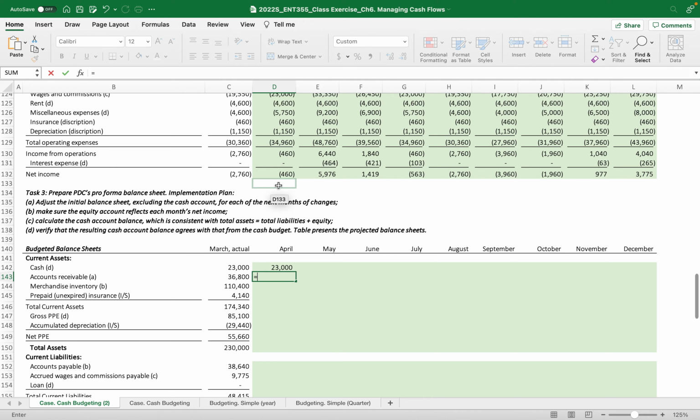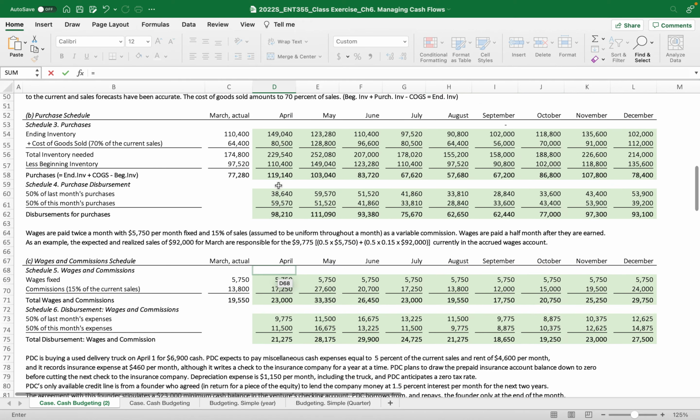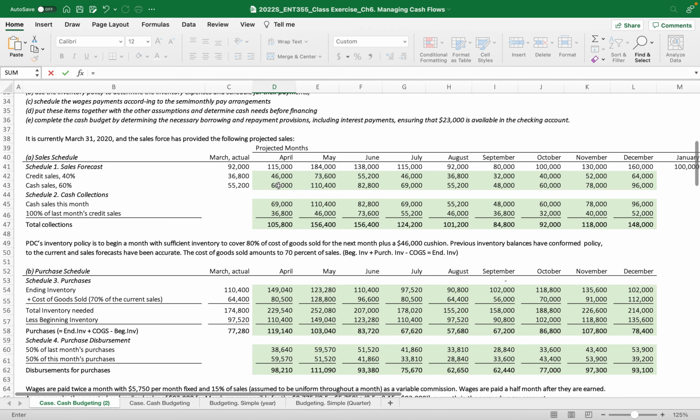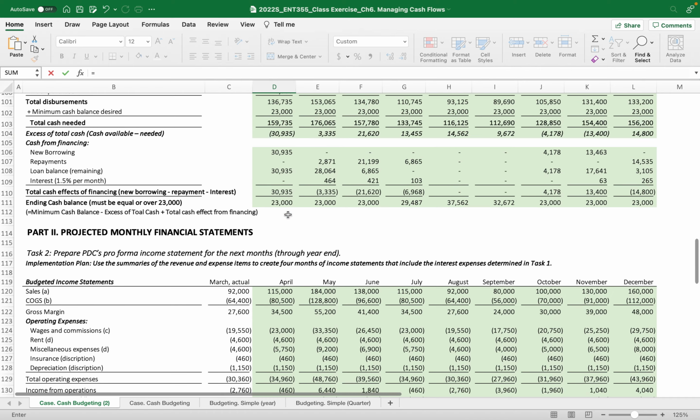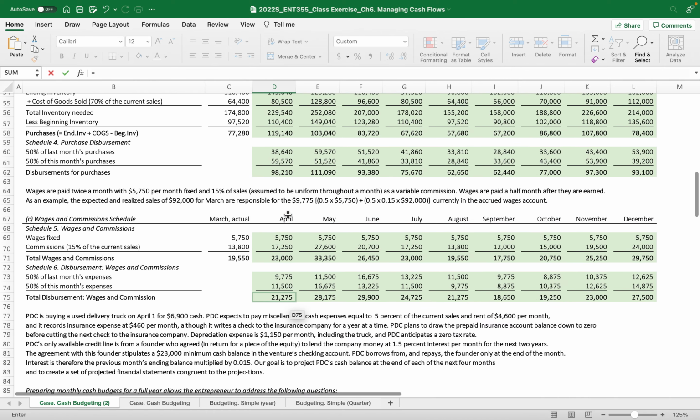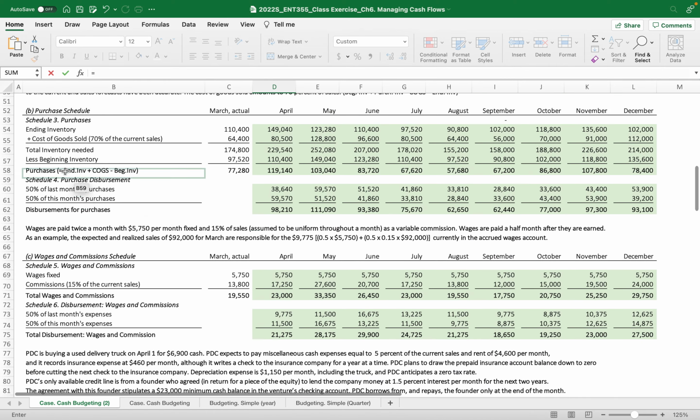And then accounts receivable is on the schedule A. There you go, the credit sales, right? And then the merchandise inventory, the ending balance of inventory is from the schedule B. The ending balance, where is the ending balance? There you go, ending balance. And then we collect this and write up the balance.